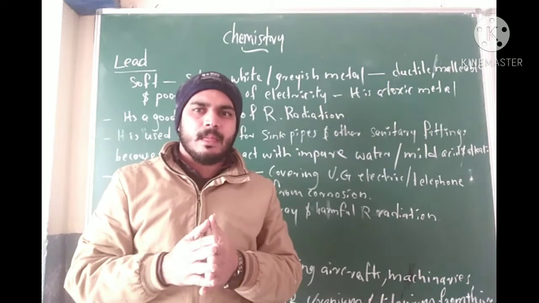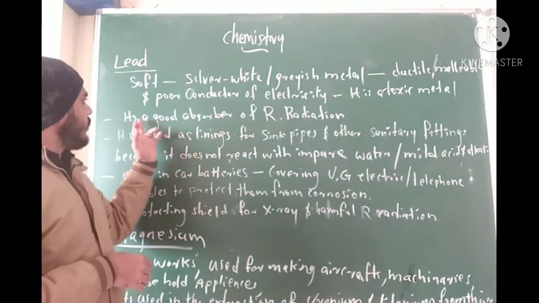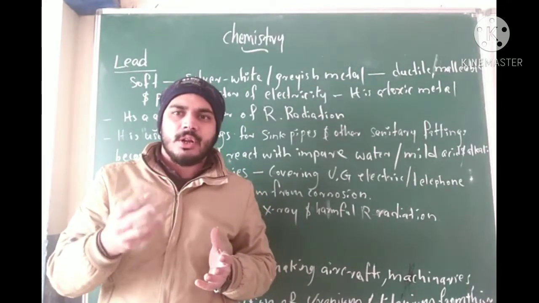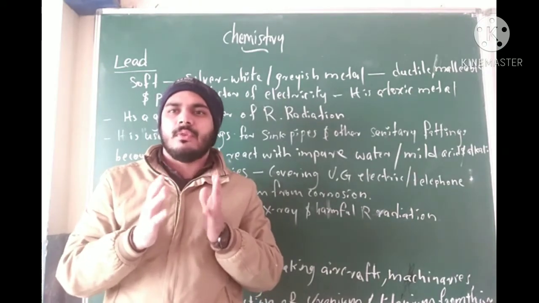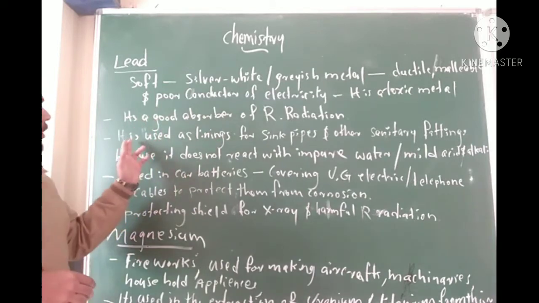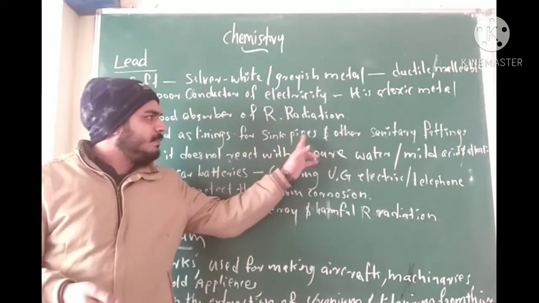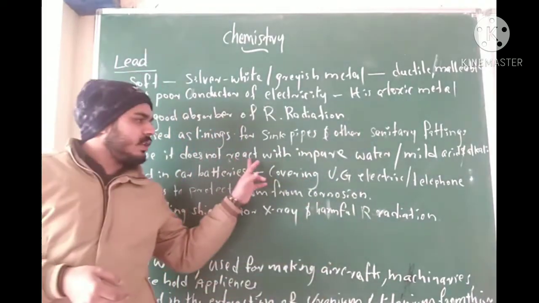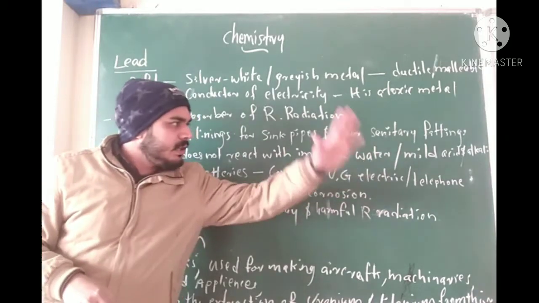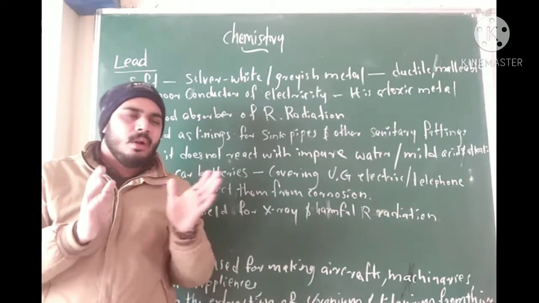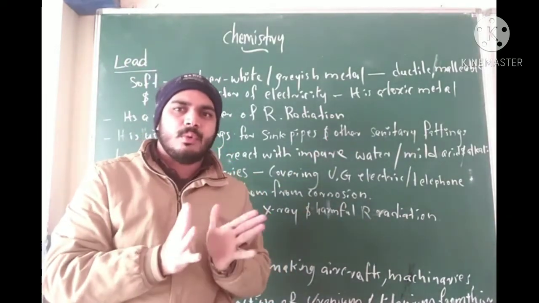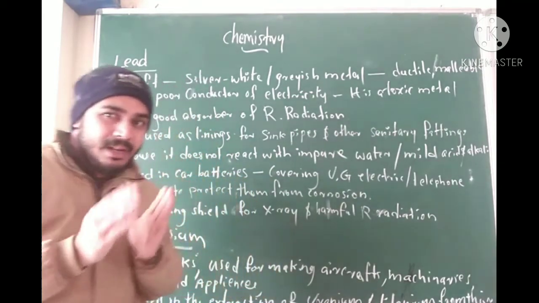Now we are going to learn the important uses of lead. The first one: lead is a good absorber of radioactive radiation, so it is very useful for human beings. Next, it is used as lining for zinc pipes and other sanitary fittings, because it cannot react with impure water and mild acid and alkali.